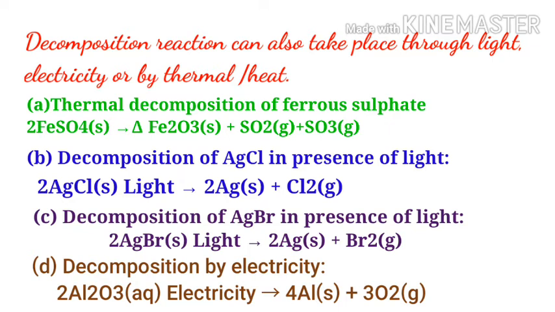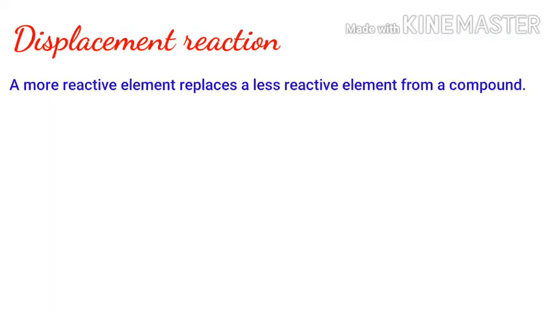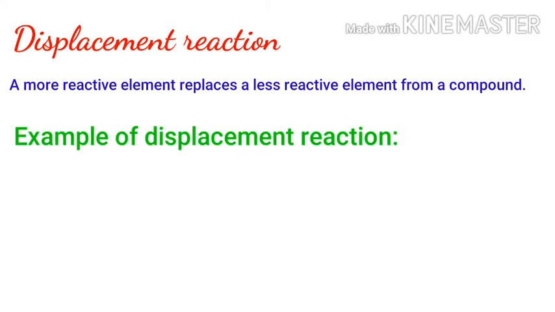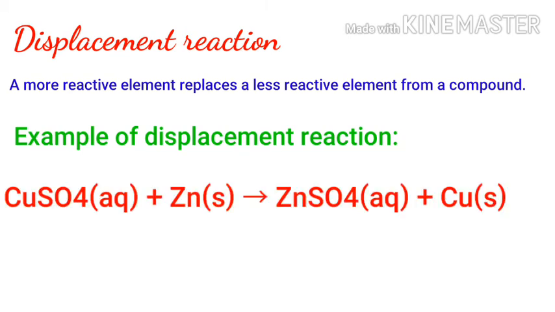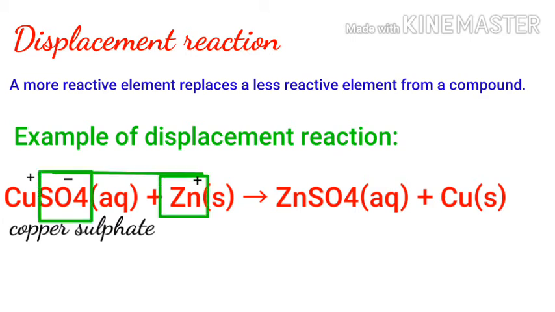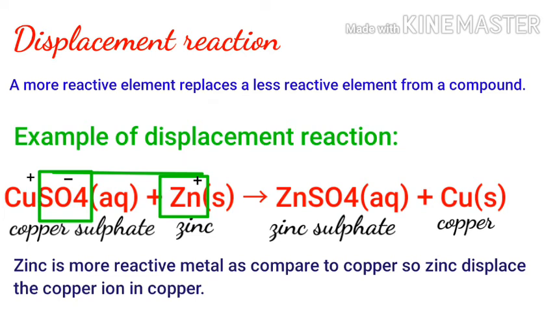Next we will learn what are displacement reactions. Displacement reaction is a type of reaction in which a more reactive element replaces a less reactive element from a compound. Example of a displacement reaction is CuSO4 plus Zn, that forms ZnSO4 plus Cu. So we can see the copper sulfate portion and the zinc sulfate portion. Zinc is the more reactive metal, that is replacing the Cu part of copper sulfate. So it forms zinc sulfate and copper is the separated portion of this reaction.